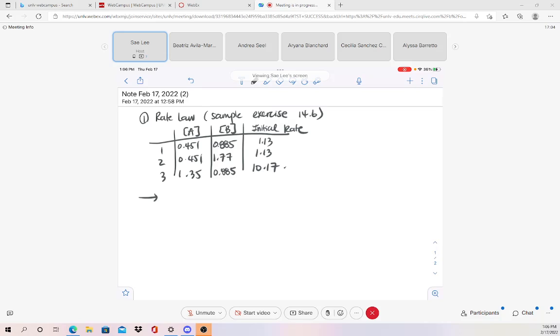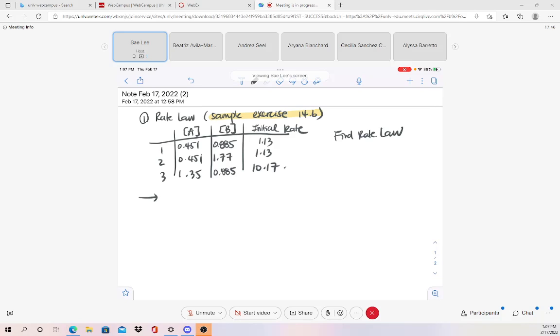So the first question that more than half of you got incorrect was this rate law question. The data was given, and the question was asking you to find the rate law. This is a very similar exercise to sample exercise 14.6 that we did in class, and you solved similar problems for the homework as well. But I'm just going to go over it with you one more time.